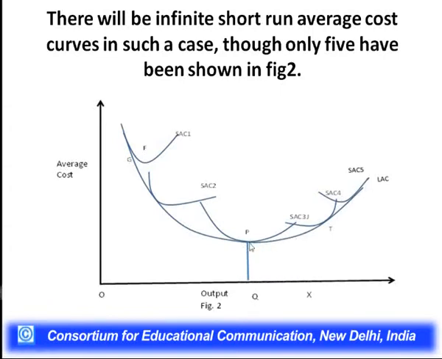So it is only at the minimum of LAC that SAC is also minimum. So only at output OQ there is optimum or full utilization of the plant, but at output less than OQ, there is underutilization of the plants, and if the output is more than OQ, then there will be over utilization or over optimum use of the plants.